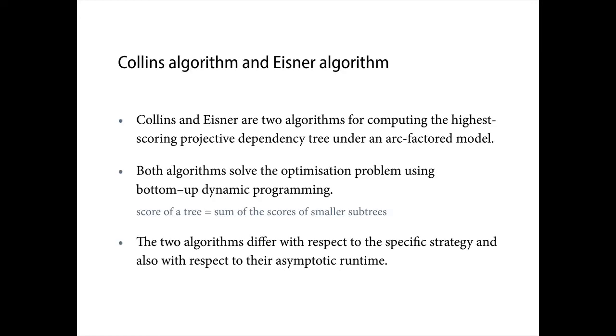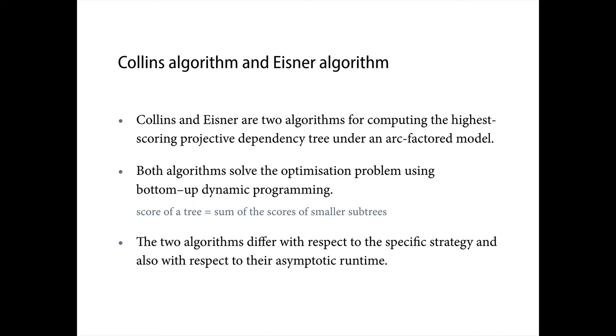And I will now be presenting two algorithms to solve this combinatorial optimization problem of finding the highest scoring projective dependency tree under the arc-factored model. And the two algorithms are the Collins algorithm and the Eisner algorithm. Both of them solve this problem using dynamic programming, and more specifically using bottom-up dynamic programming, where the score of a tree is broken down into the scores of smaller subtrees.